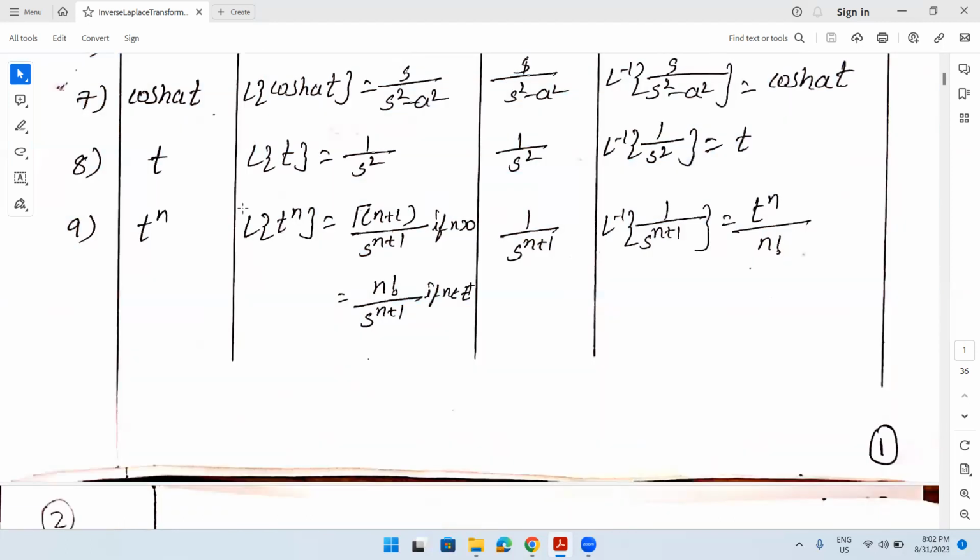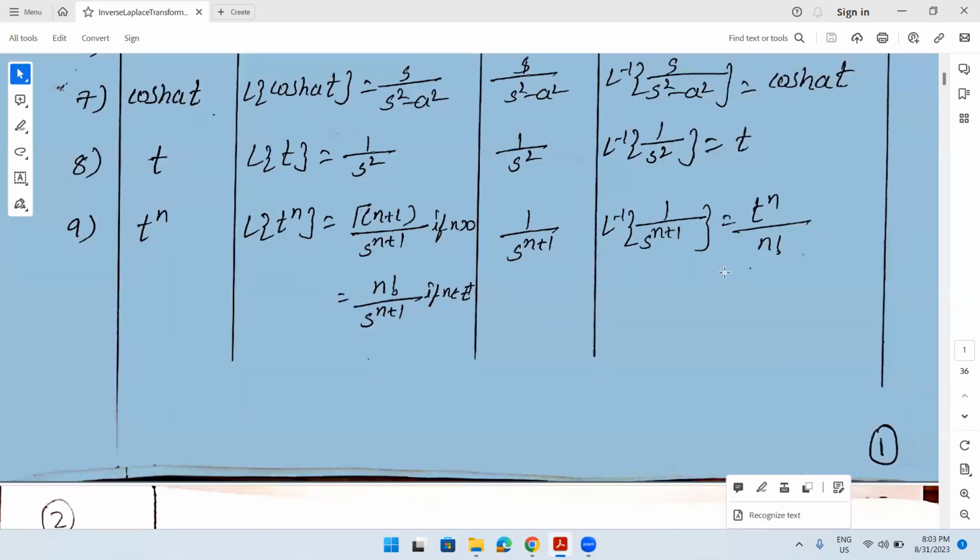Okay. And as well, Laplace transform of t power n, we have already learned like this, but we mostly use this: n factorial by s power n plus 1. Here, since n factorial is a constant, we can take it to the left hand side. So what do we get? T power n by n factorial. What is left in the right hand side? Only 1 by s power n plus 1. So take L to the right hand side. What do we get? L inverse of 1 by s power n plus 1 is nothing but t power n by n factorial. This n factorial goes to the left hand side since it is a constant.